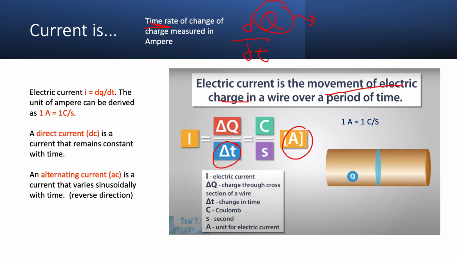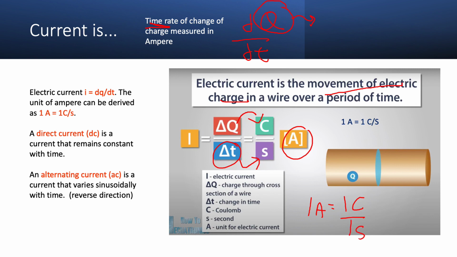current. So what is the unit for the charge? That is coulomb. What is the unit for the time? That is second. So C over S, that is ampere, what we call the current. 1 ampere equals 1 coulomb over 1 second.